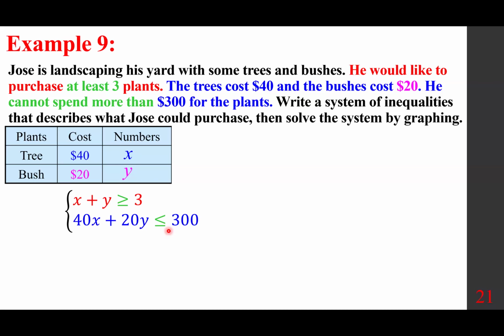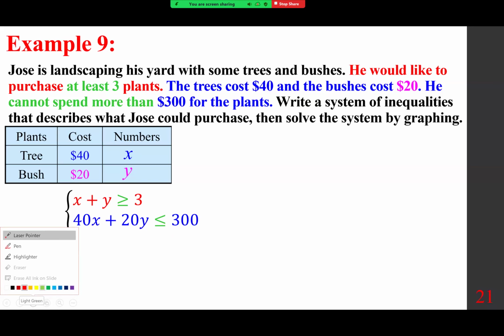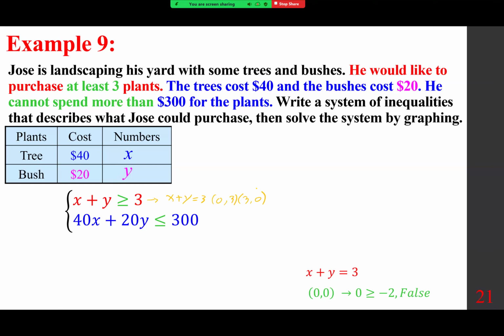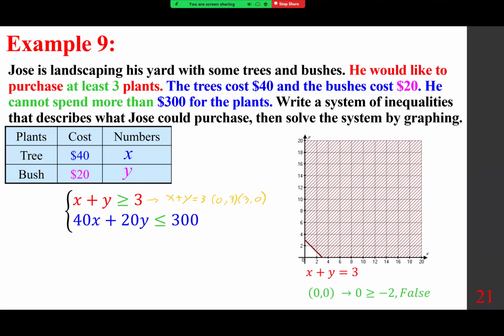So we can graph this line, setting it equal and having the pair 0, 3. I hope you recognize this with the y-intercept and x-intercept. So x plus y equals 3. And when you graph it, you get this line, okay, 0, 3, 3, 0.